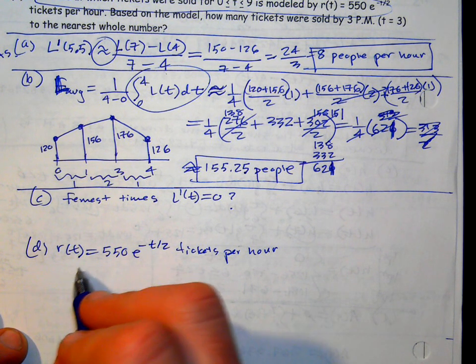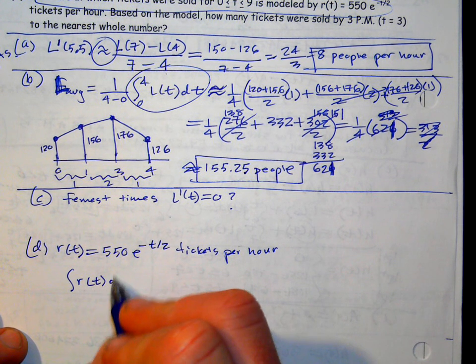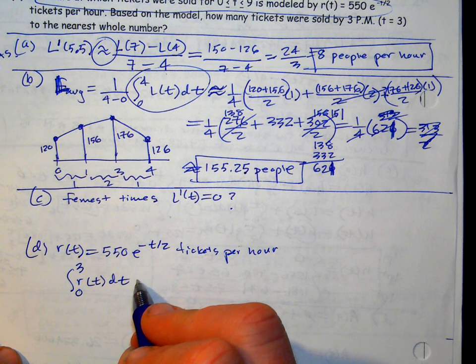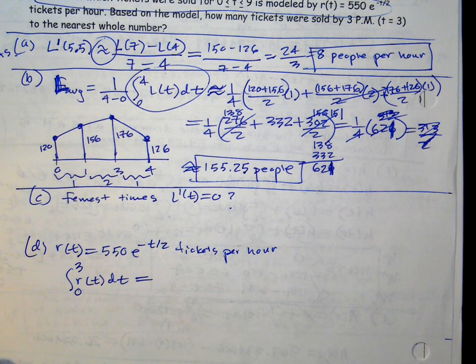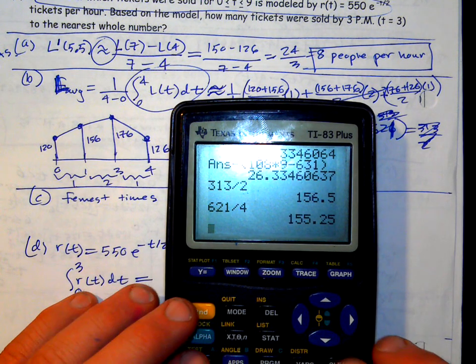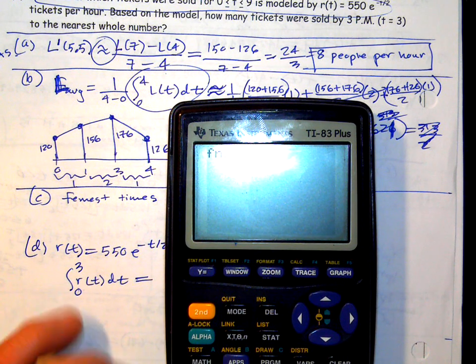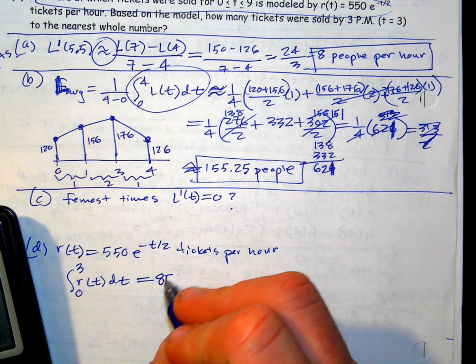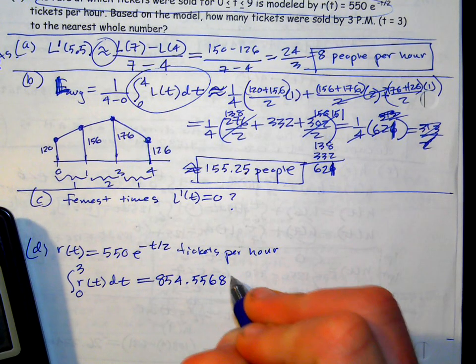So, well, that's just integrating this rate. If we integrate the rate, it tells us the change, and that would be the total tickets. So by 3 p.m., remember 0 is noon. So 0 to 3, and then round to the nearest whole number. So I'm not going to enter this in the Y menu because it's a one-time calculation. So math 9, 550 e to the negative x over 2, close parentheses, comma x, comma 0, comma 3. And we get 854.55682338.